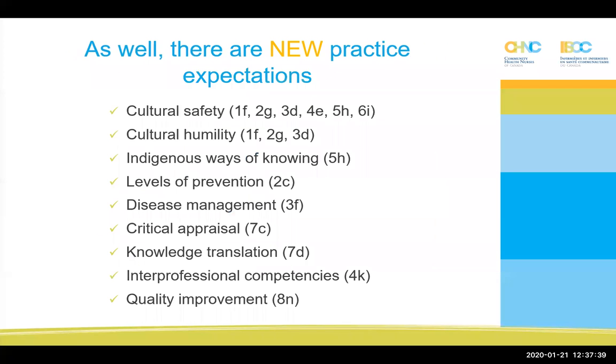The next page just highlights what some of the new practice expectations are, and if you're looking through the standards booklet or looking at it online, these are the areas that you'll pull these through. Cultural safety, cultural humility, Indigenous ways of knowing, levels of prevention, disease management, critical appraisal, knowledge translation, interprofessional competencies, and quality improvement. So if you're looking at the standards, these are the key indicators that would pull through these areas of practice.